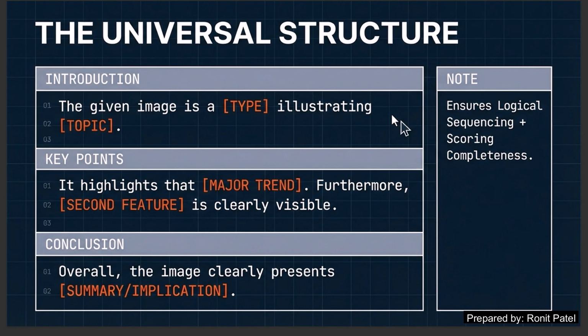This slide gives you a ready-made speaking template. Three parts. First is introduction. The given image is a type illustrating topic. Second is key points where you need to mention main trends and second visible feature. Third is conclusion where you need to provide overall summary and implication or message.